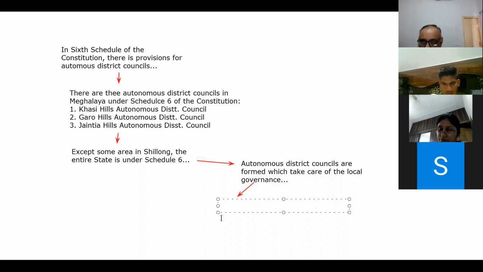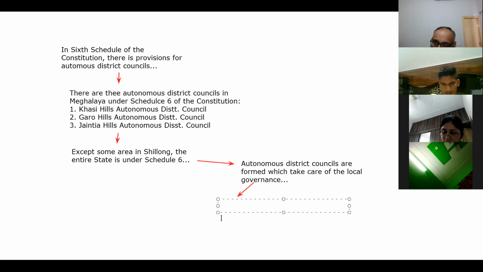In those areas where the autonomous district councils prevail, where the governance is run by the autonomous district councils, where the local governance is looked after by the autonomous district councils, beta, it is not mandatory. So it means जो पंचायती राज provisions हैं, those are not applicable to the areas administered under the 6th schedule of the Constitution. So bear this in mind. This is a very important point, right? Now the next thing is, what are the functions of these autonomous district councils?